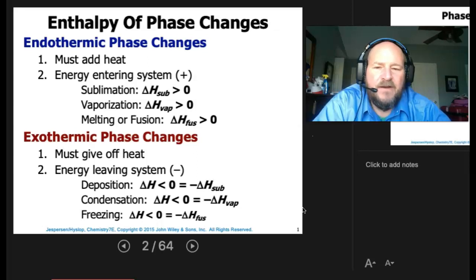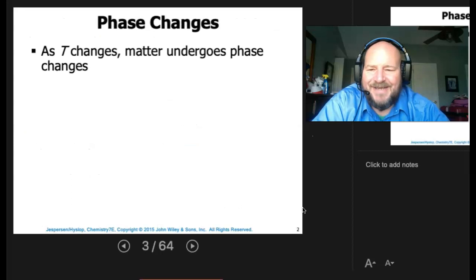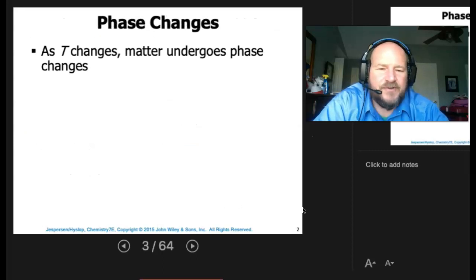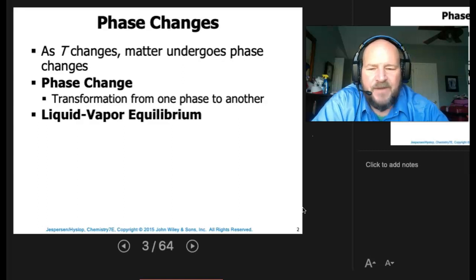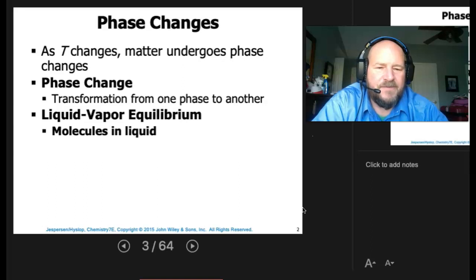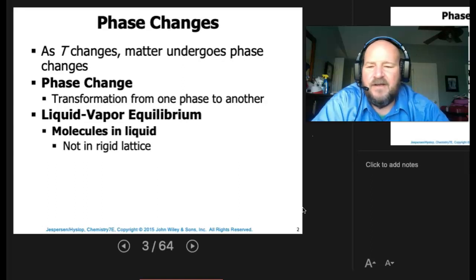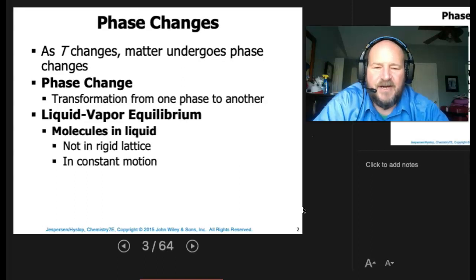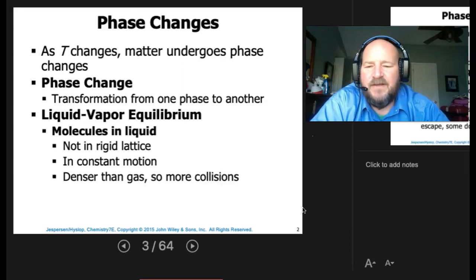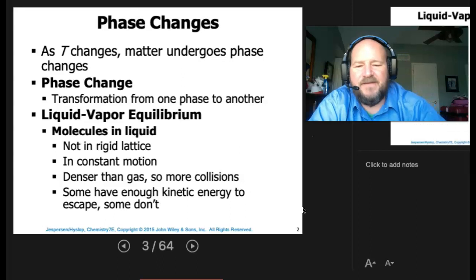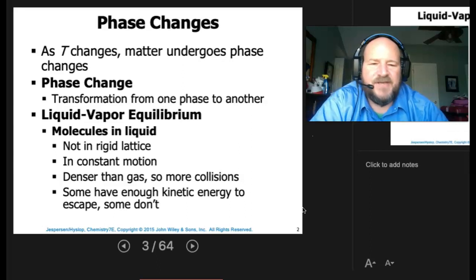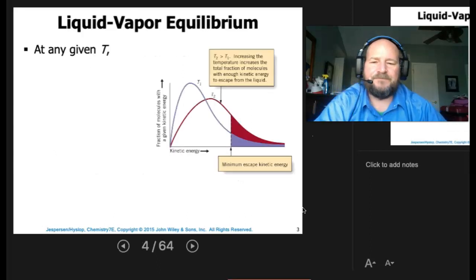negative. So phase changes then, as temperature changes, matter undergoes a phase change. That's the transformation from one phase to another. So we've talked about the equilibriums. You can have a liquid vapor equilibrium, so you have molecules in liquid. They're not in a rigid lattice, they're in constant motion. They're denser than gas, so you have more collisions. Some have enough kinetic energy to escape and some won't.